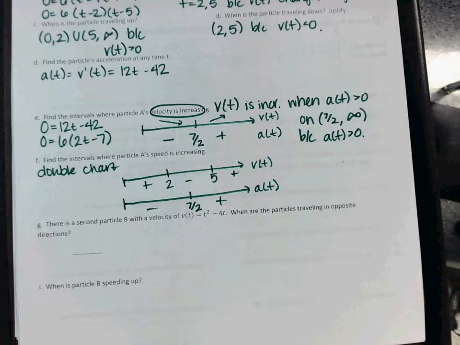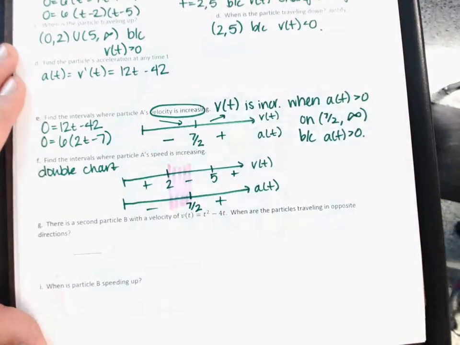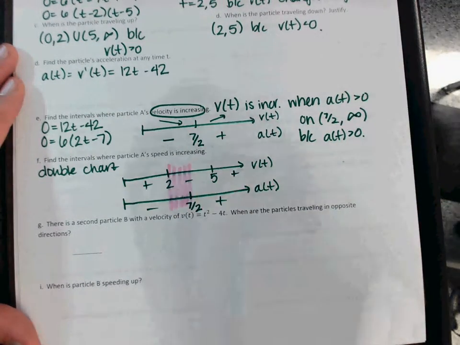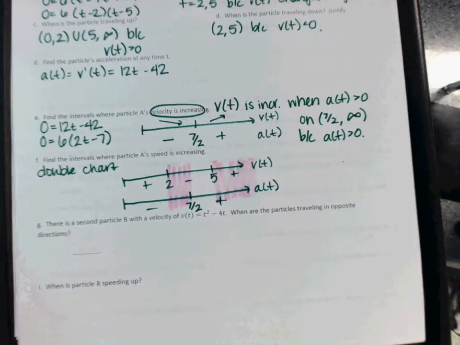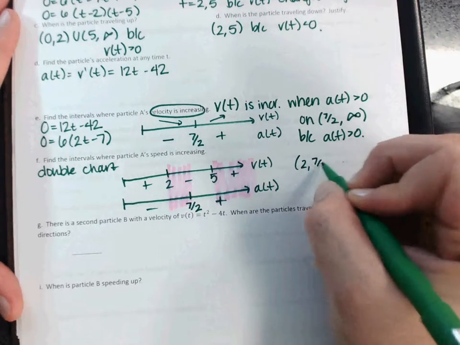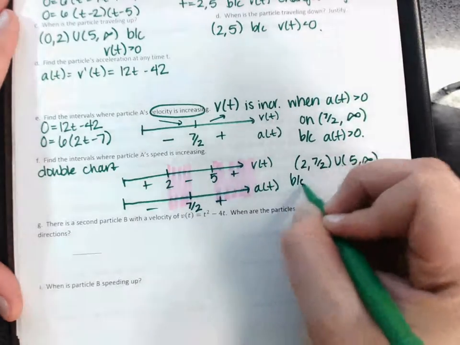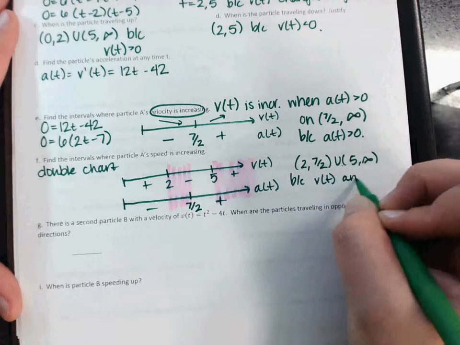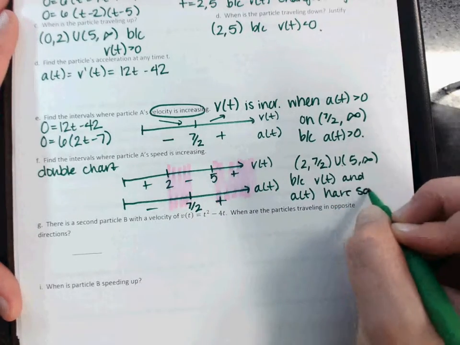When do I have the same sign? What intervals? Yes, they're both negative, and then when are they both positive? 5 to infinity. Okay? So then I would say I have the same sign on 2 to 7/2, union, 5 to infinity, because V of t and A of t have the same sign.